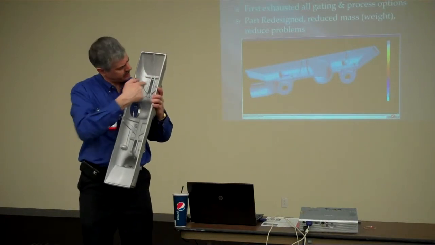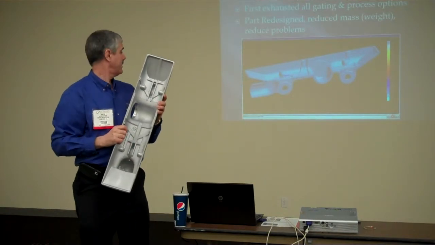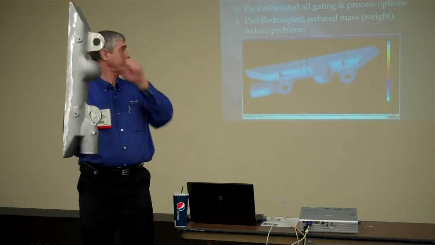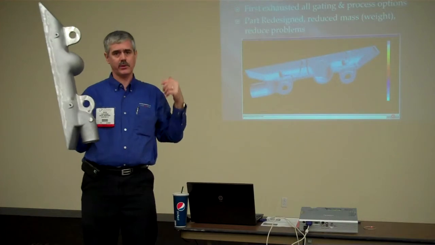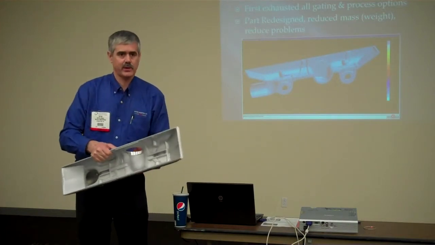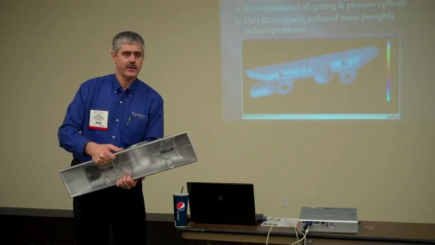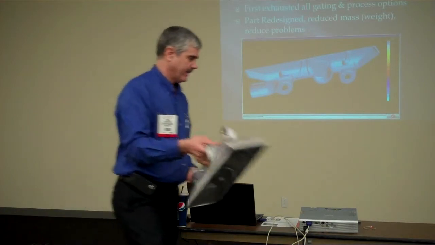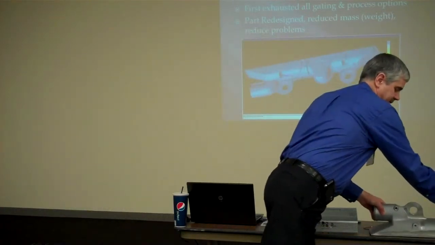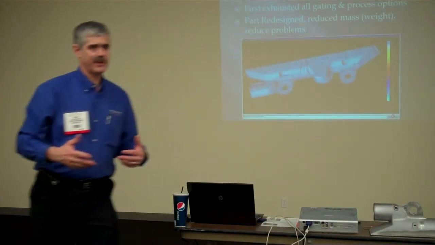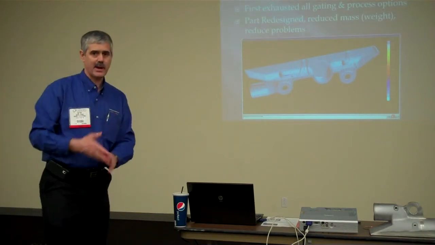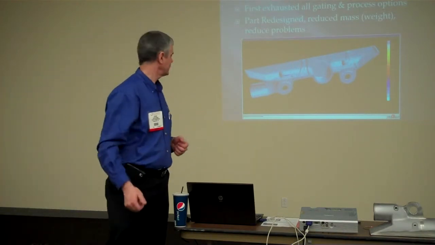Although we added metal here, we reduced metal here and here, and see that we cored both of these holes now. In the previous slide, only one was cored. So the net effect was, in the end, the part was lighter, not heavier, and we got rid of the shrinkage. And that's the perfect situation where you solve the problem by saving money as opposed to solving the problem by throwing money at it.